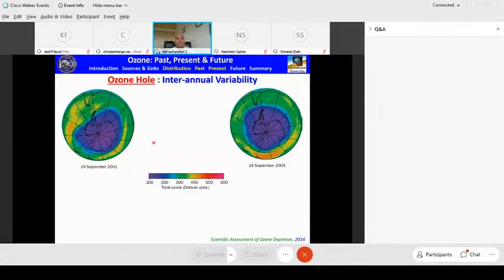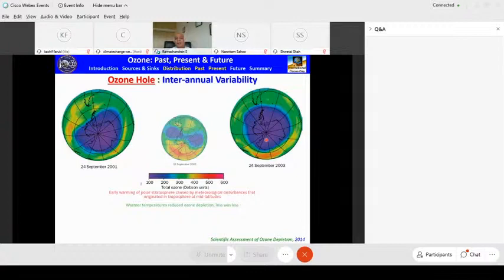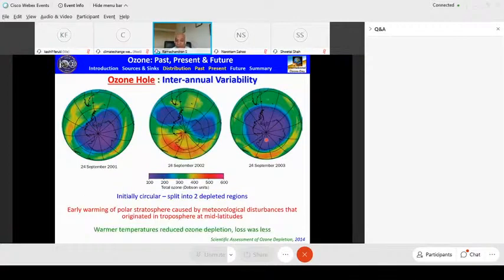So what you are looking at is the ozone hole over the Antarctic during 2 years, 2001 and 2003. They look more or less similar. Now, what happened in between, in the year 2002, is very starkly different from the preceding and succeeding years. Initially the hole was circular, but then it got split into two depleted regions of ozone. You can see that, for example, here the whole Antarctic had a blue shade, but in 2002 you don't see this.